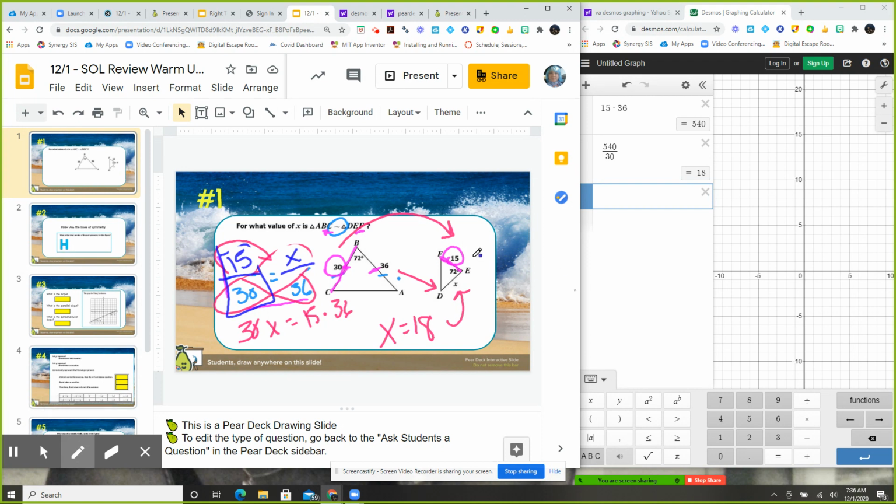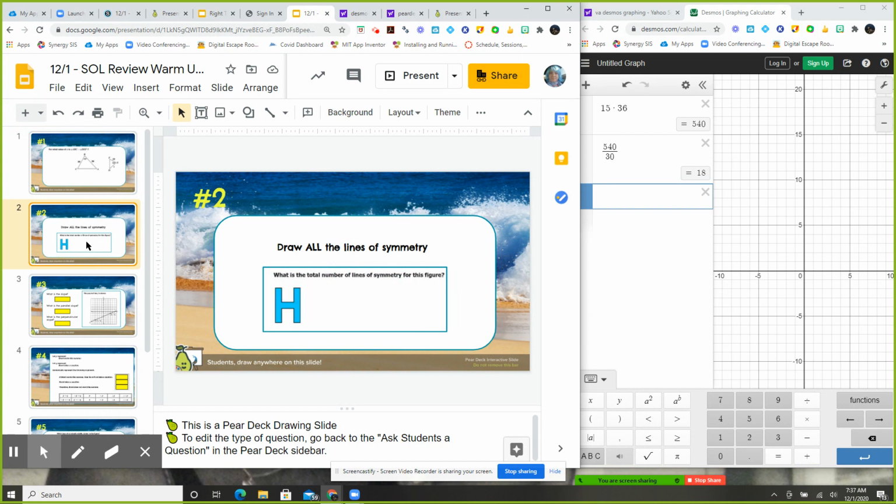Okay. It's kind of a weird way of asking that. Victoria, I'm glad you jumped in. The H, so lines of symmetry are just folding lines. How can I fold this in half? Or how can I cut it if it's a cake? I can slice it in half vertically, and I can slice it in half horizontally. So that's 2 lines of symmetry, right?